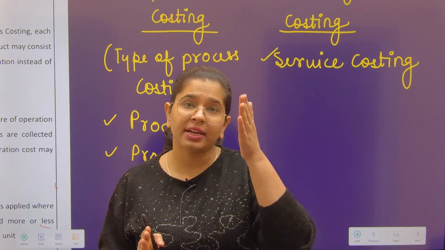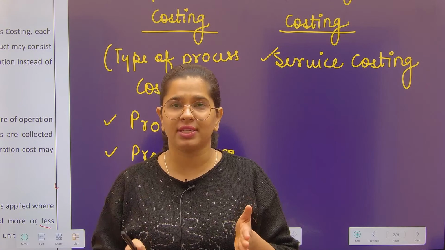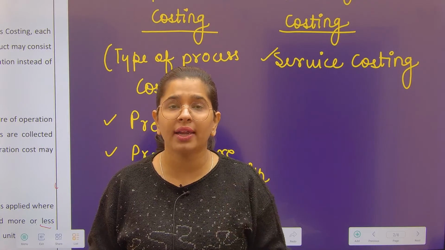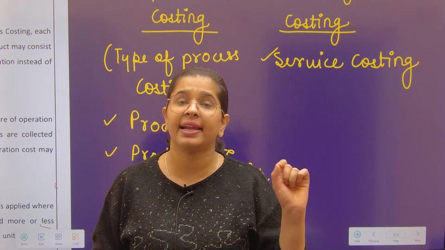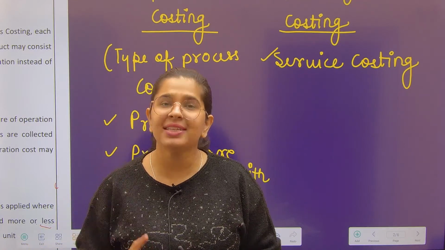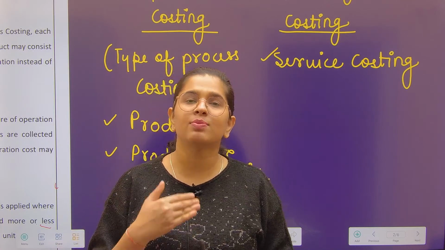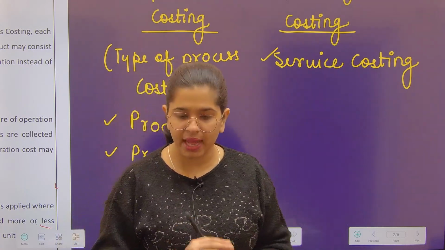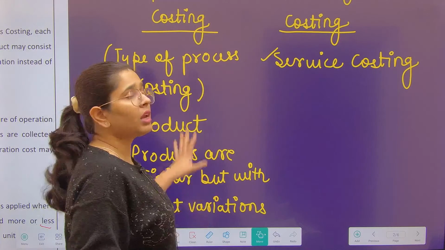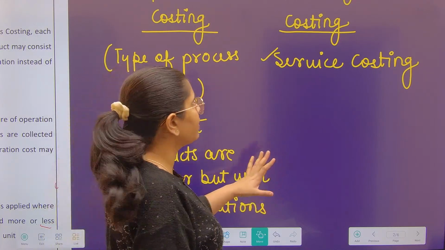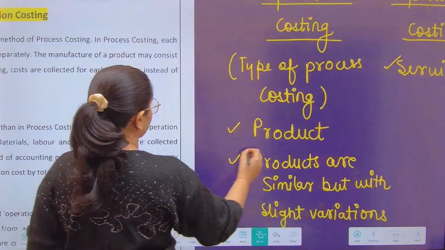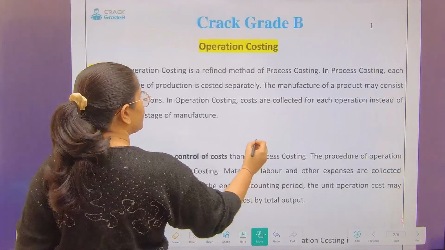So that is how the difference comes between process costing and operation costing. I repeat, in process costing you are taking out the cost of similar, identical products, but in operation costing the products are similar yet different from each other due to the small variations introduced. I hope you are able to understand what I am trying to convey to you, right? So this is the difference we have covered between operating costing and operation costing, and how operation costing is different from process costing.